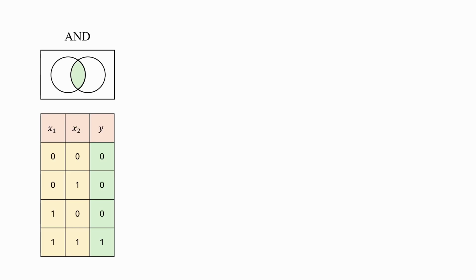Let's think about some logical operators that can be expressed with inputs x1 and x2 and output y. When you want to express the intersection of x1 and x2, aka the AND case, you might represent this in a table like this. When x1 and x2 are both zeros, or when one of the two x's is 1, then y is equal to 0. But when x1 and x2 are both 1s, then y is equal to 1.